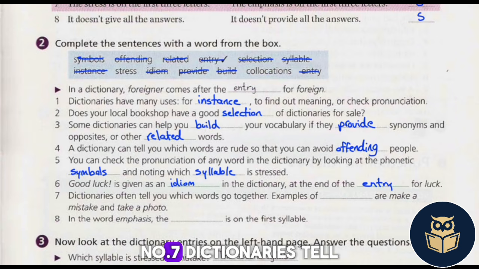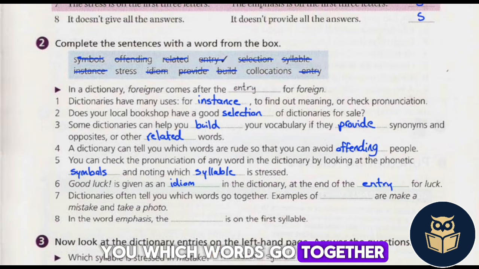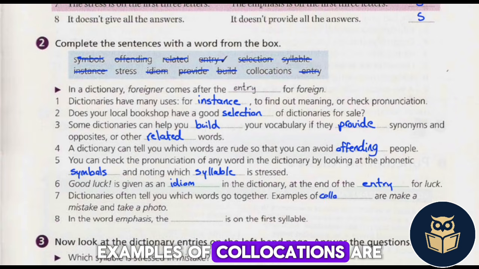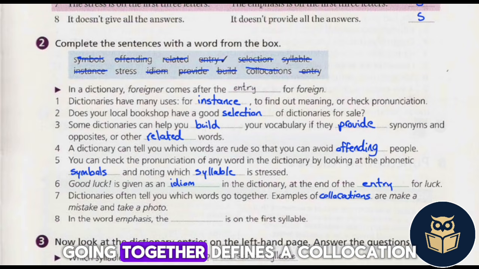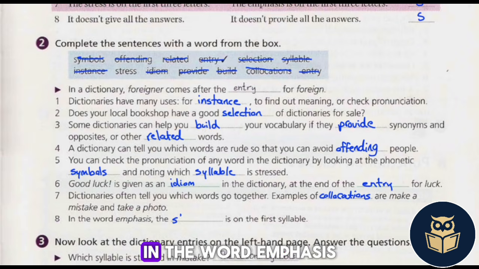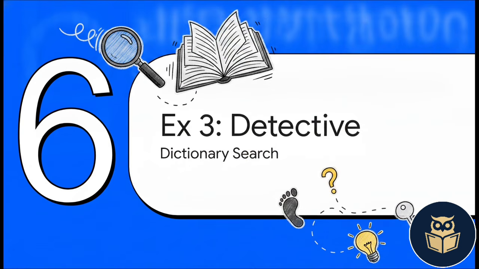Number 7, dictionaries tell you which words go together. Examples of collocations are make a mistake. As we learned, words naturally going together defines a collocation. And finally, number 8, in the word emphasis, the stress is on the first syllable. When we are talking about syllables within a word, we always use the word stress.